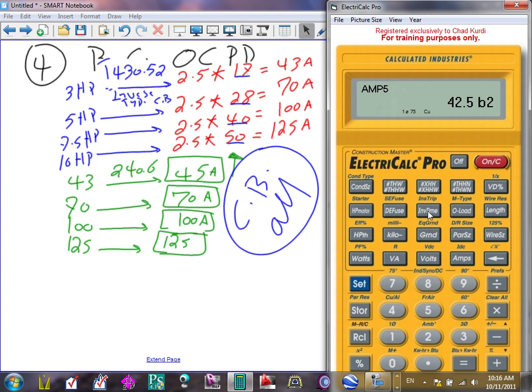circuit breaker is your choice. That's as high as you can get, so it does not size this for you. Are you guys with me? The calculator will not size the overcurrent protection device for you. It gives you the amps that you need to size it based on.